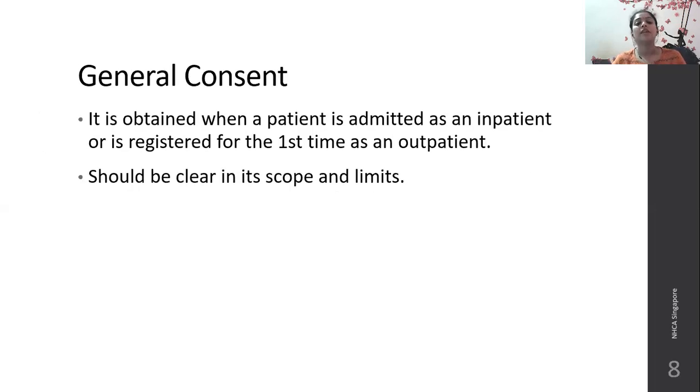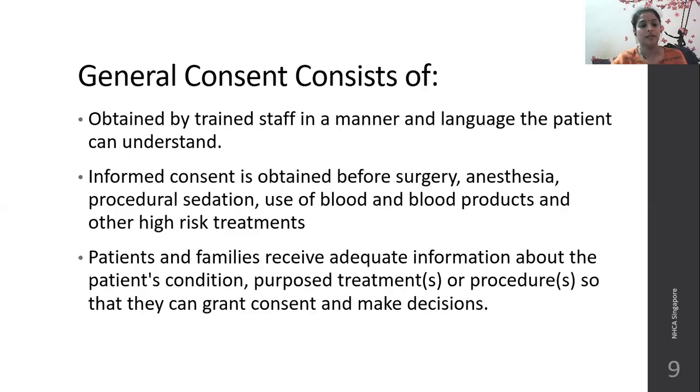General consent is obtained when the patient is admitted as an inpatient or is registered for the first time as an outpatient. It should be clear in its scope and limits. It is obtained by trained staff in a manner and language that is understandable by the patient. Informed consent should be obtained before surgery, before anesthesia, procedural sedation, when you are using blood or blood products, and other high-risk treatments. Patients and families receive adequate information about the patient's condition, proposed treatments, and procedures, so they can grant consent to make such decisions.